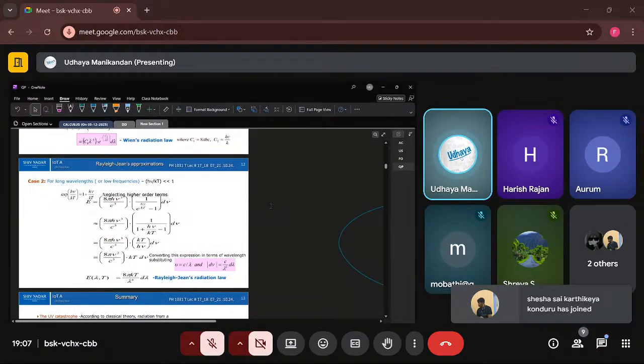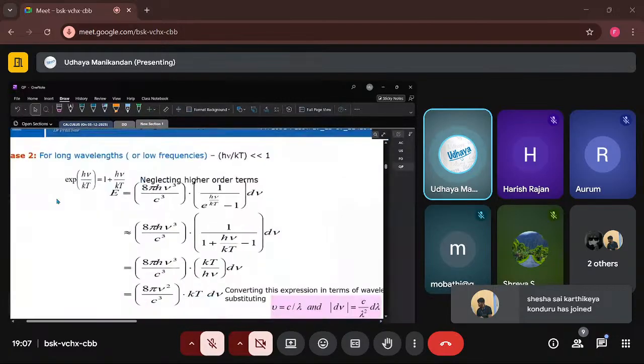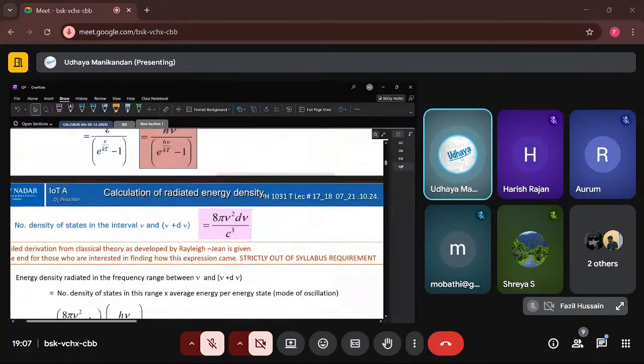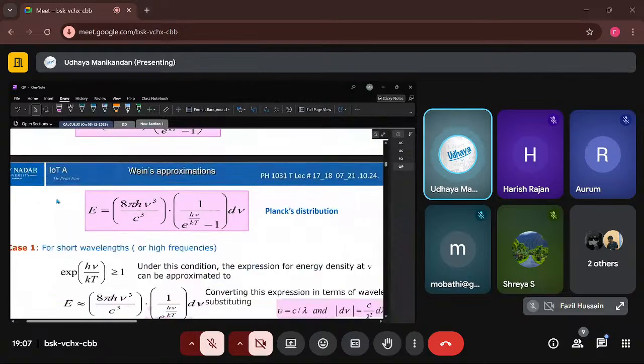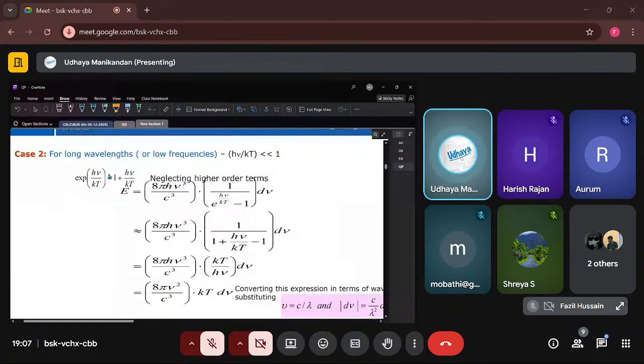Applicability of what expression? Planck's expression in terms of shorter wavelengths. What happens for longer wavelengths? This is not the derivation; the derivation was only till here. This is just validation. If they ask you to validate it, you can do it. So for longer wavelengths, what happens?